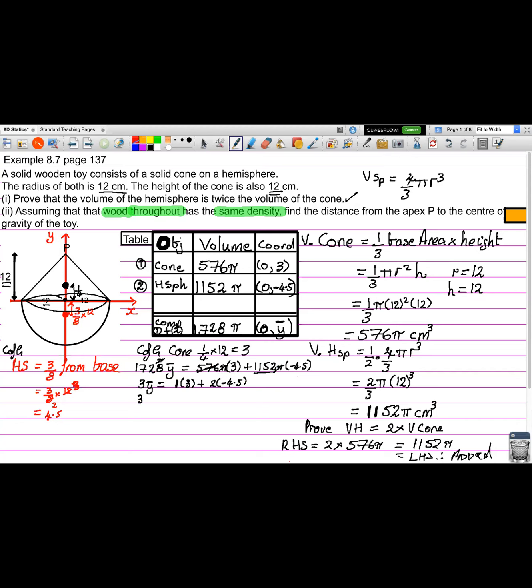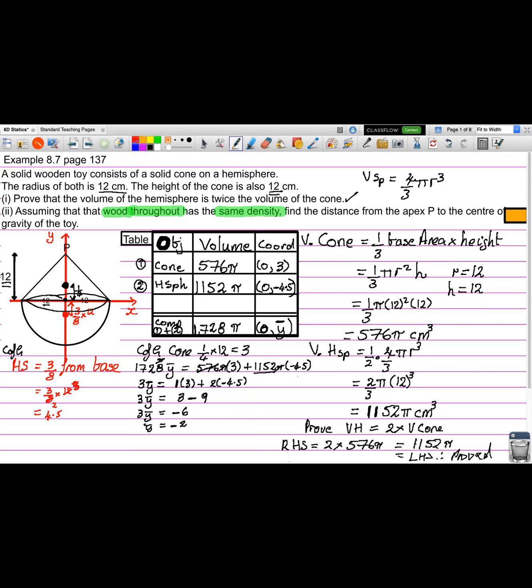So we've now got 3 y bar is going to be equal to 3 minus 2 lots of 4.5, which is going to be 9. So 3 on y bar is going to be equal to minus 6. So y bar is going to be equal to minus 2. So basically, the center of gravity is a distance 2 below the x-axis.